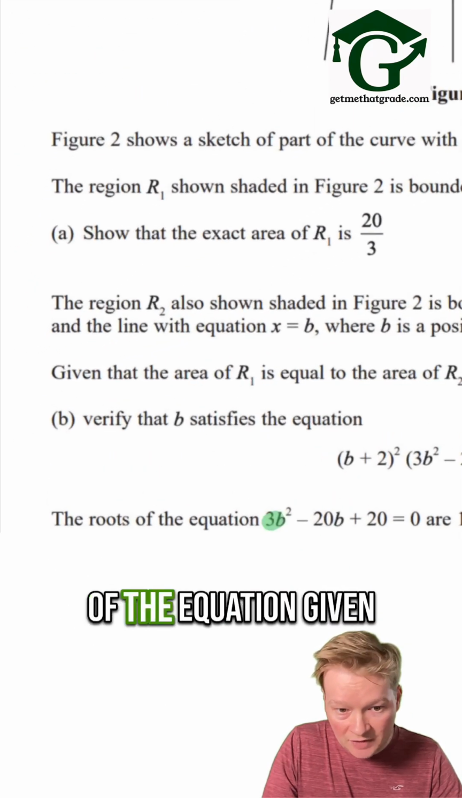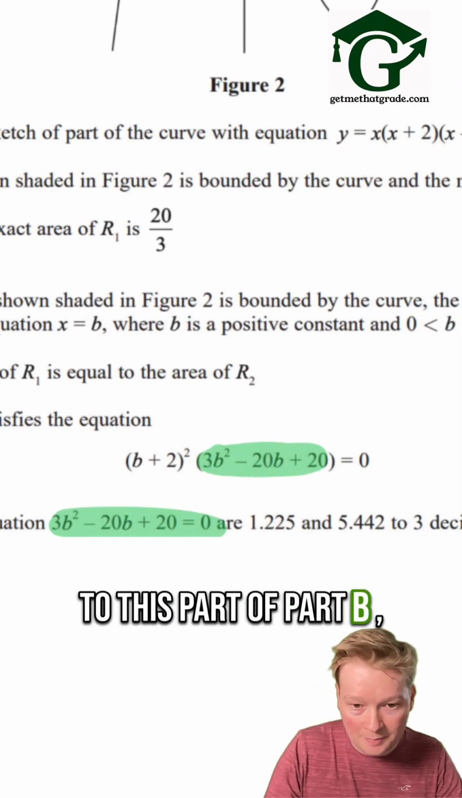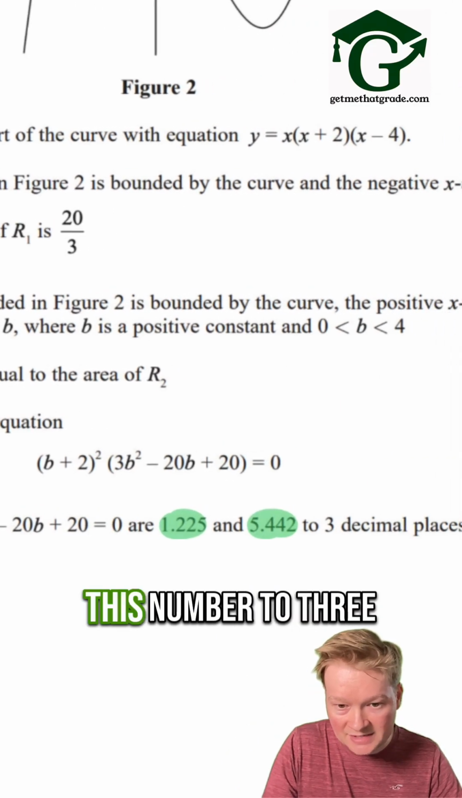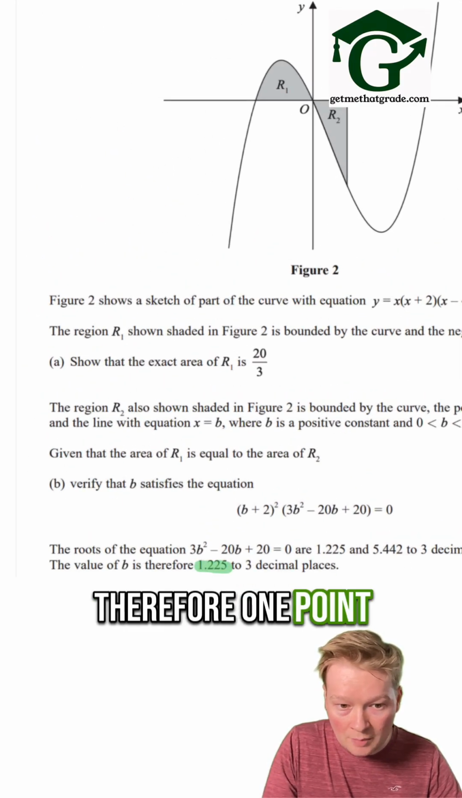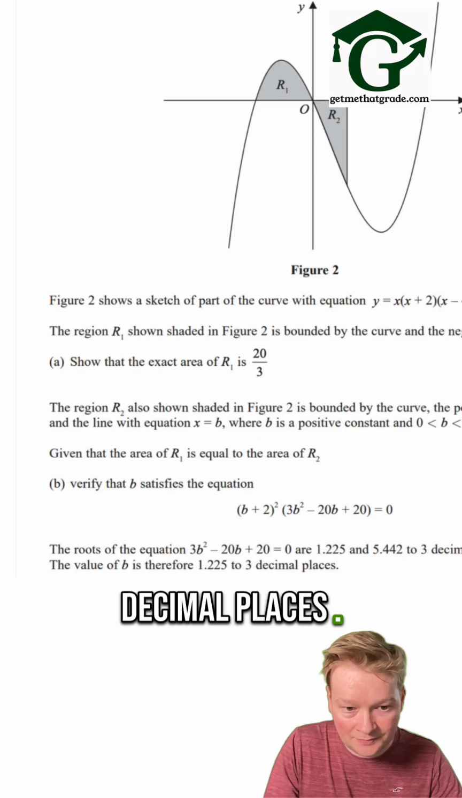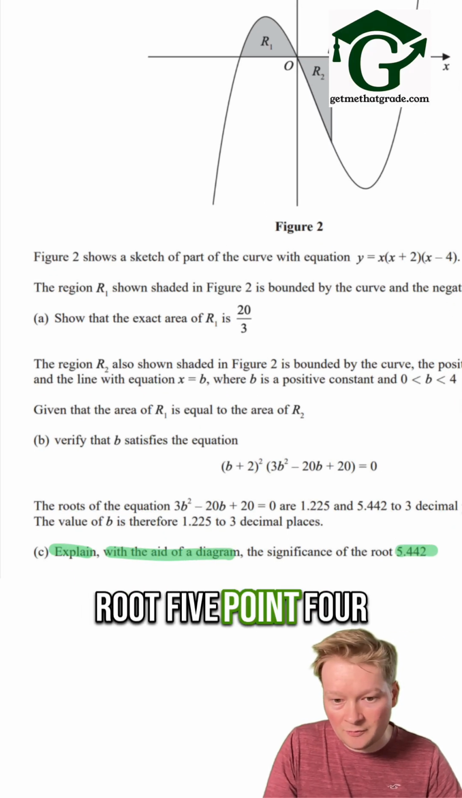Next, it says the roots of the equation given here, notice that that's corresponding to this part of part B, are this number and this number, to 3 decimal places. It says the value of b is therefore 1.225 to 3 decimal places. Explain, with aid of a diagram, the significance of the root 5.442.